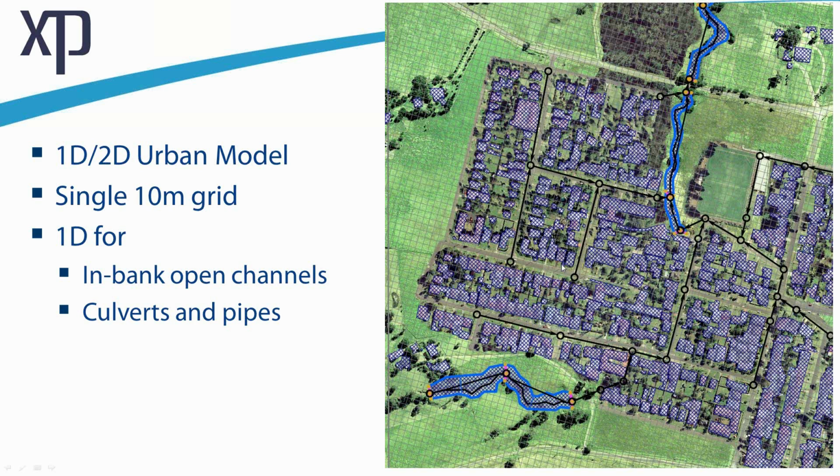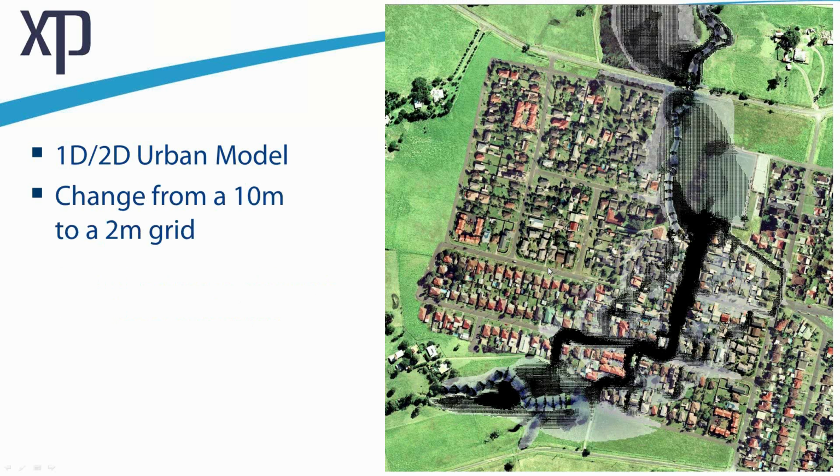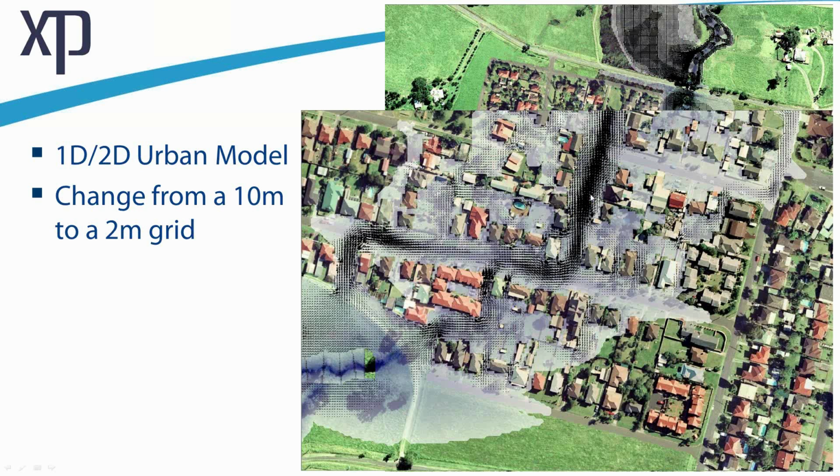So when we use a 10-meter grid, which you can see as the grey background there, these are the results that you get. And they look reasonably representative, but they are fairly coarse. When we move to a 2-meter grid, you get a much finer representation and detail of the flow patterns, to the point where the velocities are so dense that it's very difficult to see on the screen. So let's just zoom in and have a closer look.